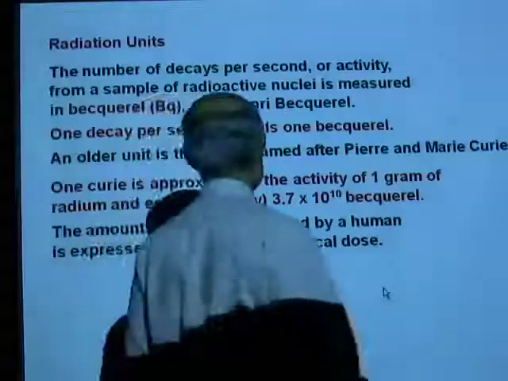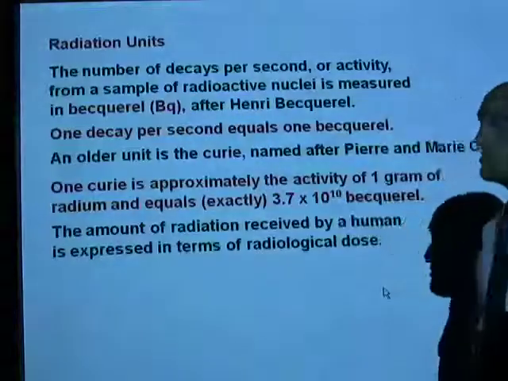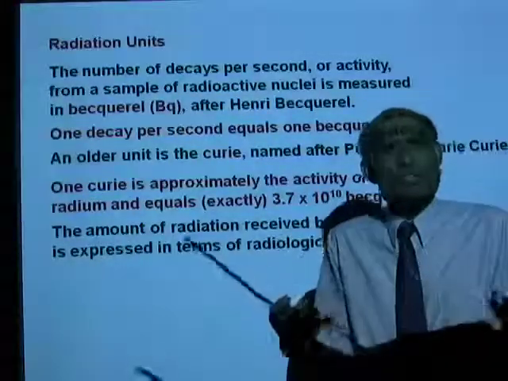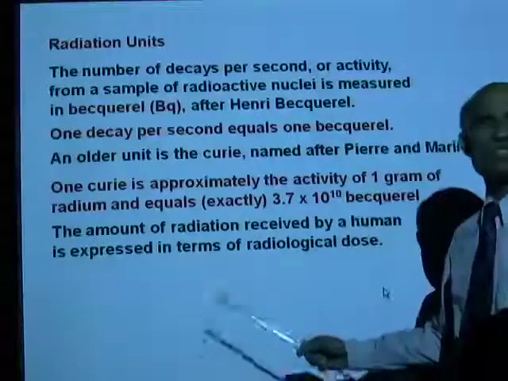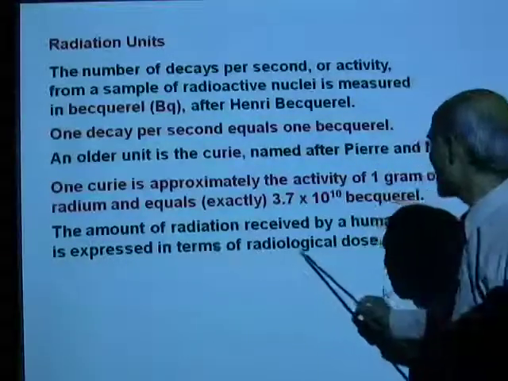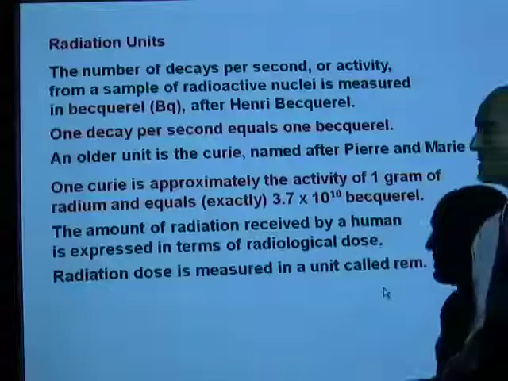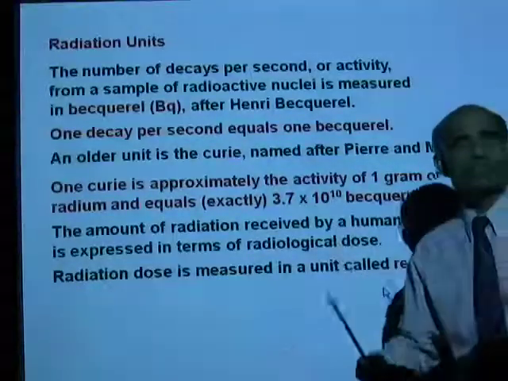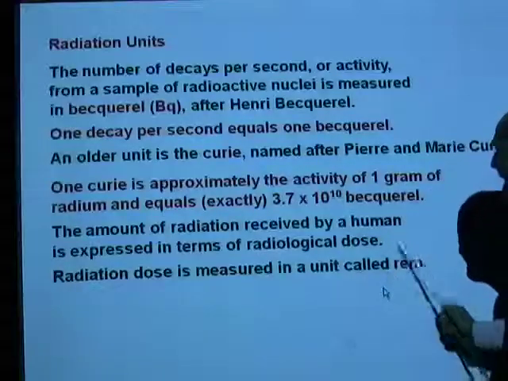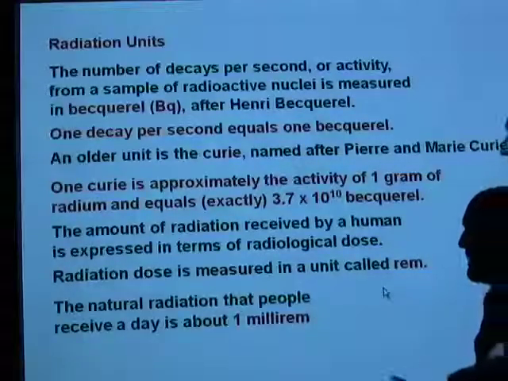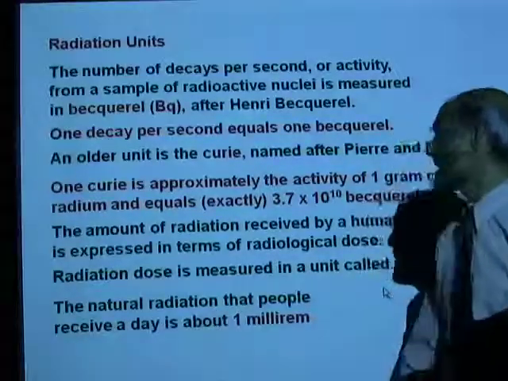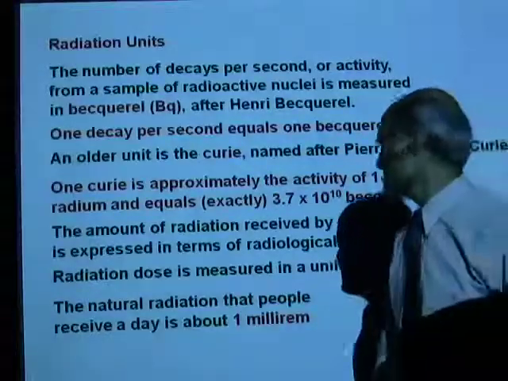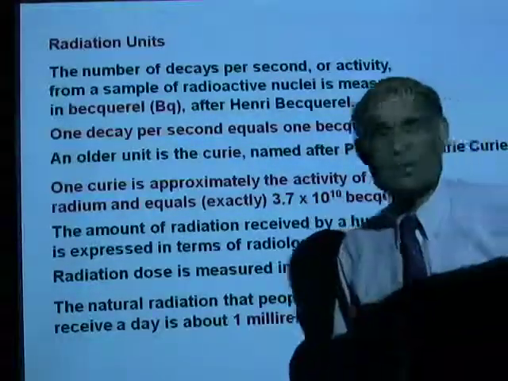Now the amount of radiation received by humans, that is the biological unit of radiation, is in terms of the radiological dose. And radiation dose, that is the biological unit, is called a rem. The natural radiation that people receive a day is about 1 millirem.